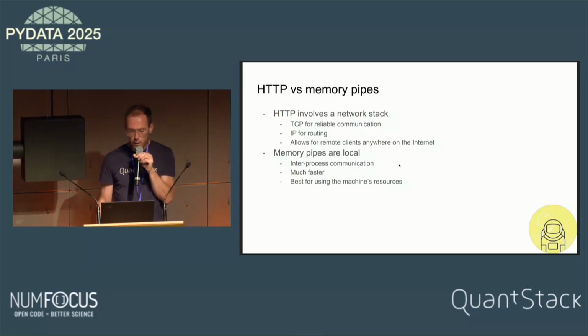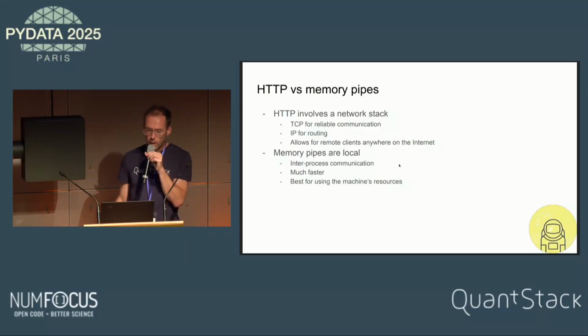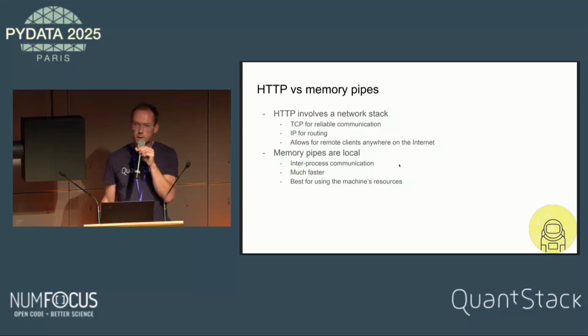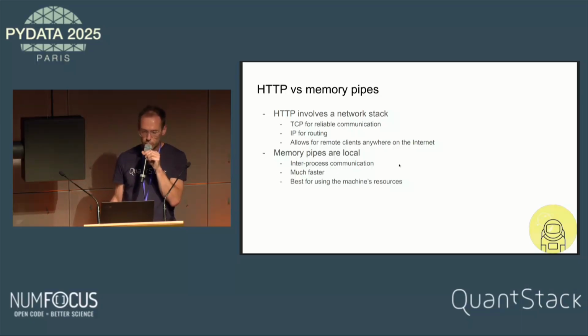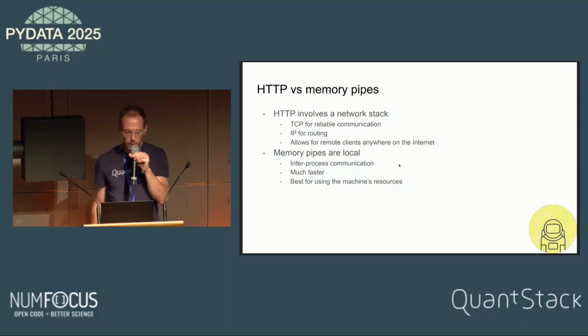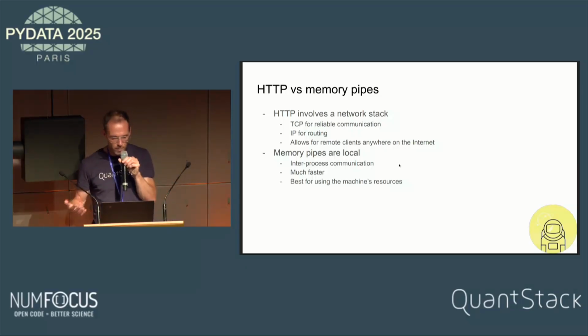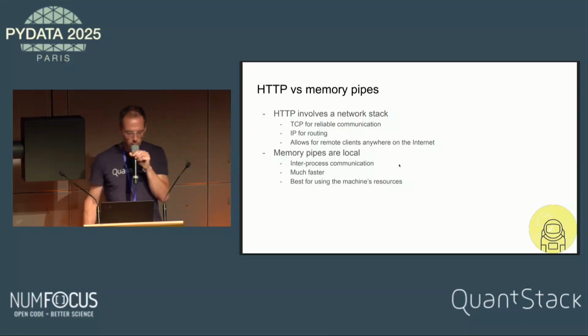HTTP versus memory pipes is understandable. HTTP involves a network stack with TCP for reliable communication and IP for routing. If you don't need that, if you're on the same machine, obviously it brings an overhead that you don't need, but it also allows you to go out of core and scale to remote machines. So it's a trade-off. Memory pipes are local, so they are much quicker for inter-process communication. It's the best option if you're sure you're going to stay on the same machine.